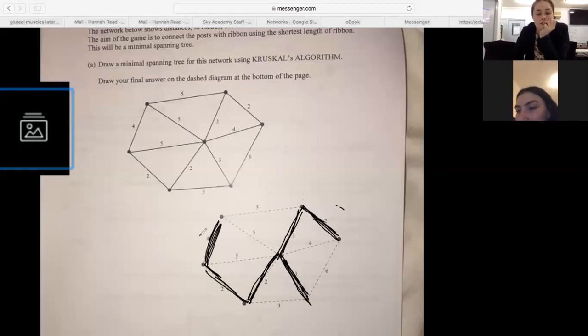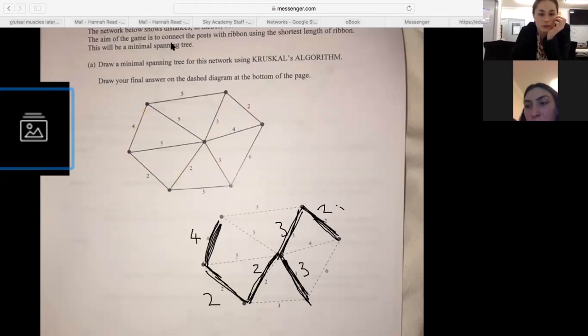Oh wait, I accidentally connected the 5 one. I think that's fine, because you want, no, that is the minimum, right? Weights, right? Yeah. 4, 2, 2, 3, 3, 2. Yeah. Okay.